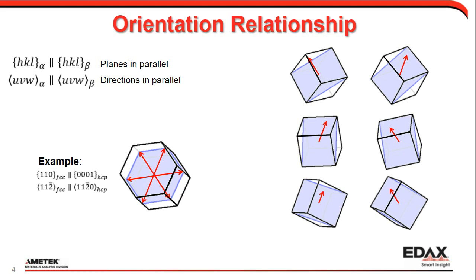So it's not one-to-one. We can't just say, oh, here's the orientation and here's one parent. There could be 6 candidate parents to consider.